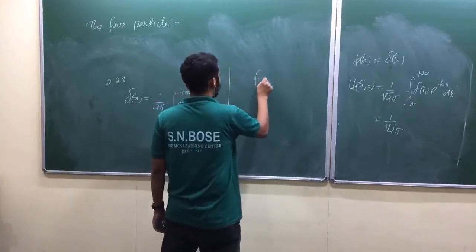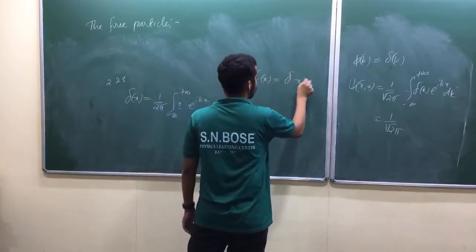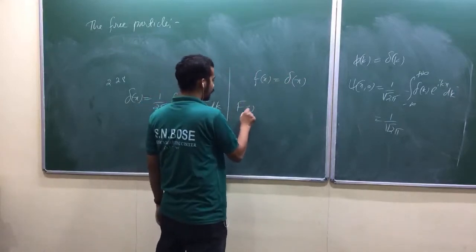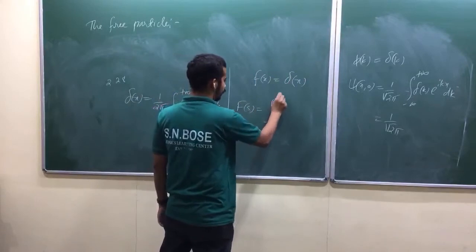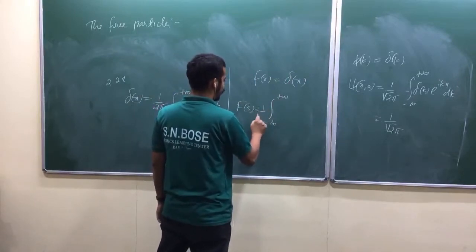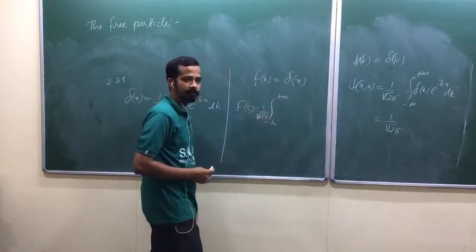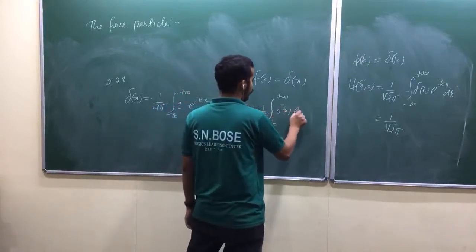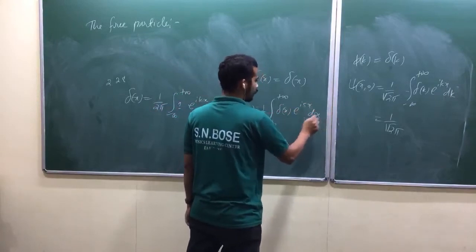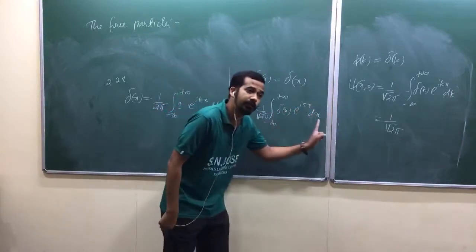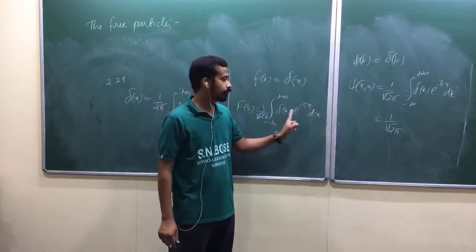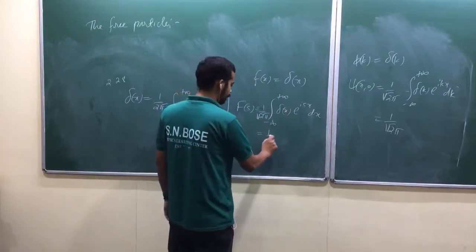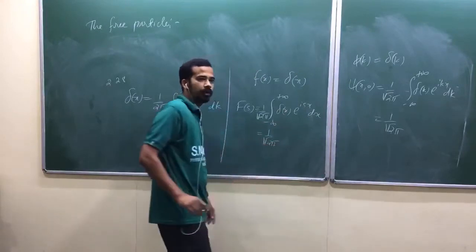Suppose f of x is equal to delta of x. Is it okay? F of x equal to delta of x. What is f of s? Let me take 1 by root 2 pi. What is this one? Integration of delta of x into e power isx into dx. Delta of x will choose this function at x equal to 0. Isn't it? What is this one? 1 by root 2 pi.